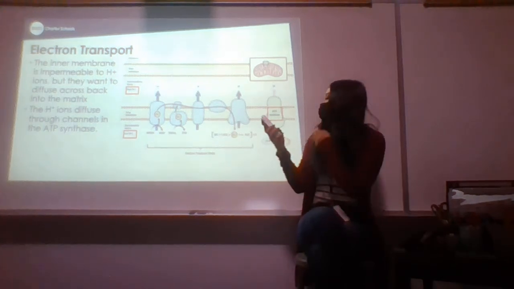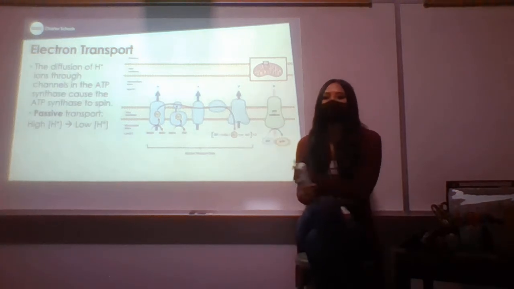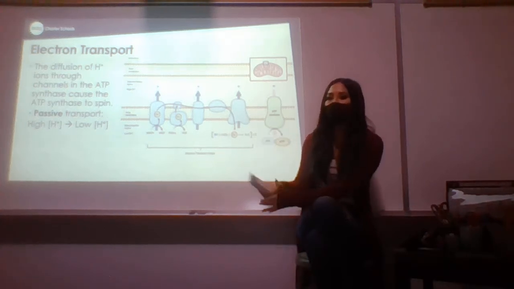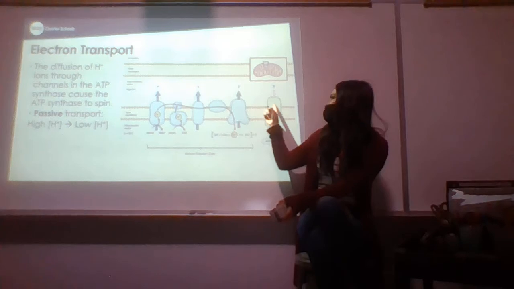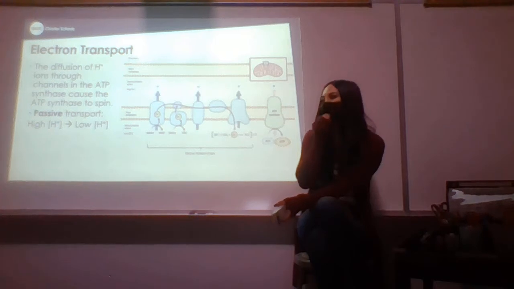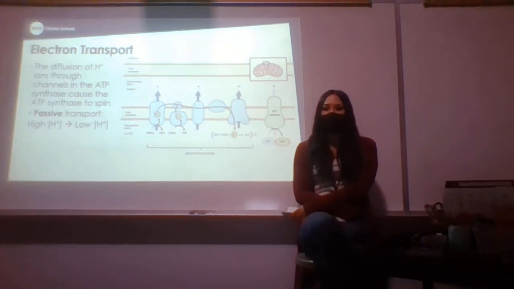Okay, we good here? Okay, so the diffusion of hydrogen ions through channels in the ATP synthase cause the ATP synthase to spin. So this is going to be passive transport though, because it's moving from high to low concentrations. It is facilitated diffusion though, since it's moving through a transport protein in the membrane. So a test question that you might have is the movement of hydrogen ions through the ATP synthase can be best described as, the answer would be facilitated diffusion.